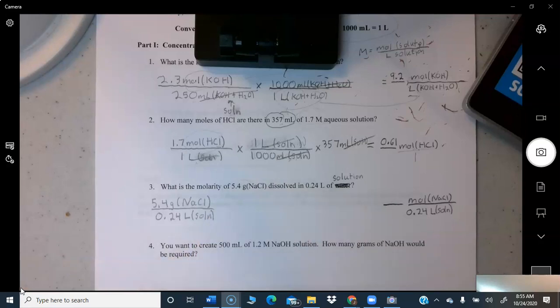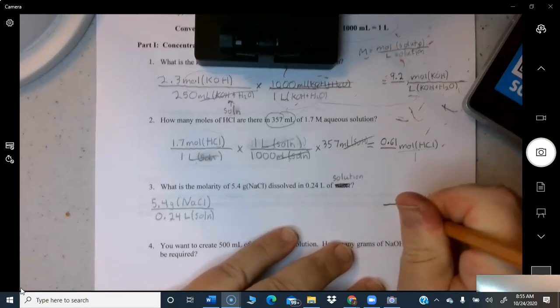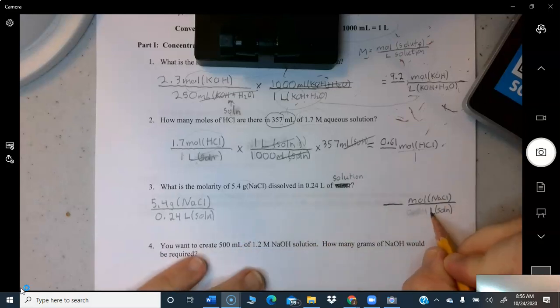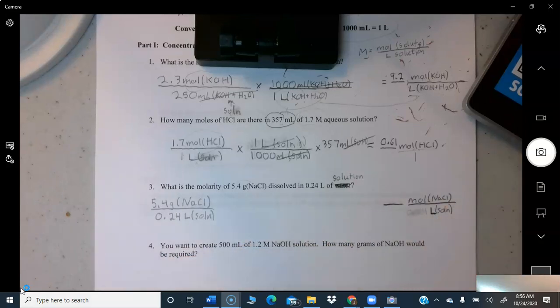Okay, and I made an error writing 0.24 here. It should just be liters of solution. So we need some liters of solution on the bottom. We need moles of NaCl on the top. So liters of solution is good. We've already got liters of solution. We don't need to do anything to the bottom. But we need to get from grams of NaCl to moles of NaCl. That's going to require a molar mass conversion.